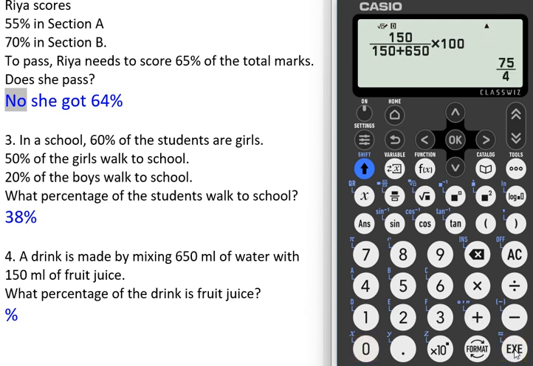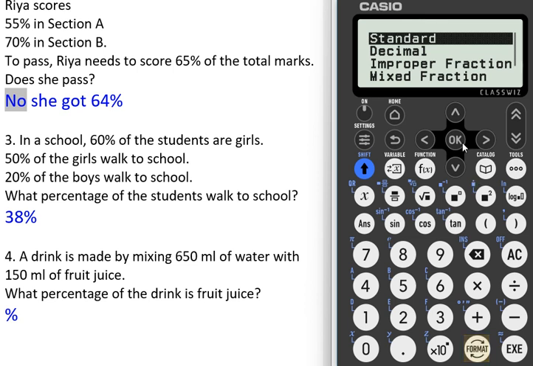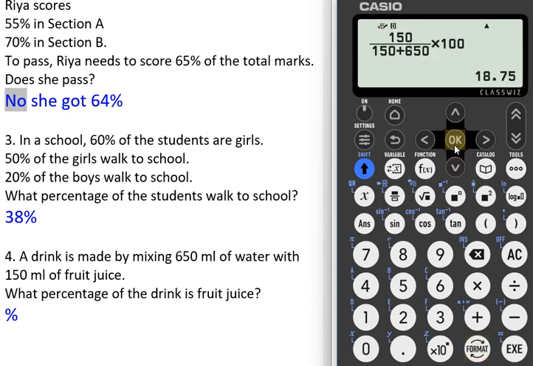So 75 over 4, we'll do format and switch it to decimal, and that says 18.75. So not quite 20%. Does that sound a reasonable answer is the question. So 150 doubled is 300, doubled is 600. So that is, yeah, just a bit less than a fifth. Okay, hopefully that was useful.